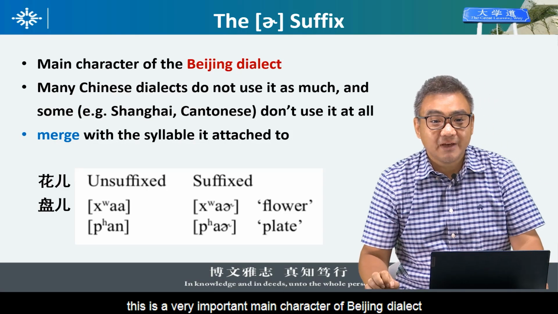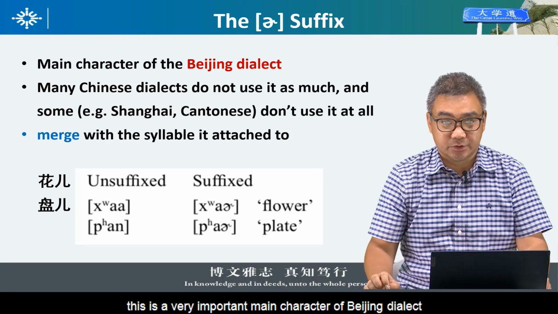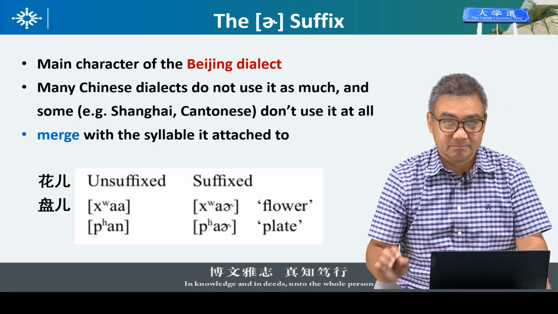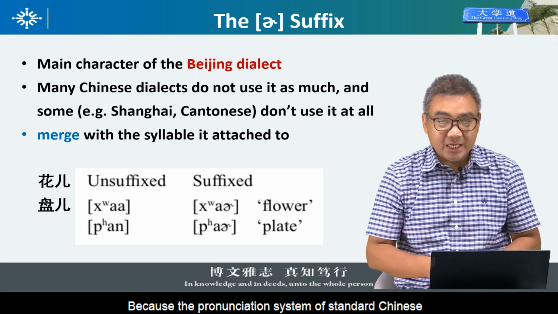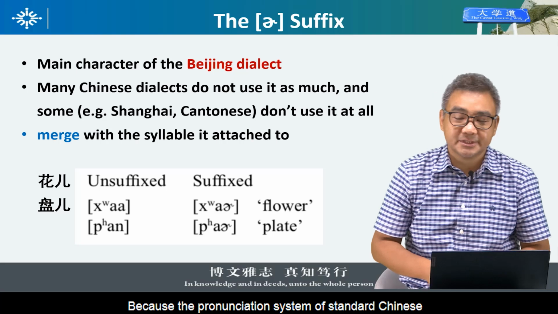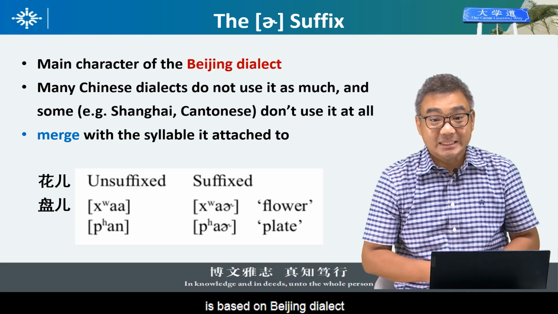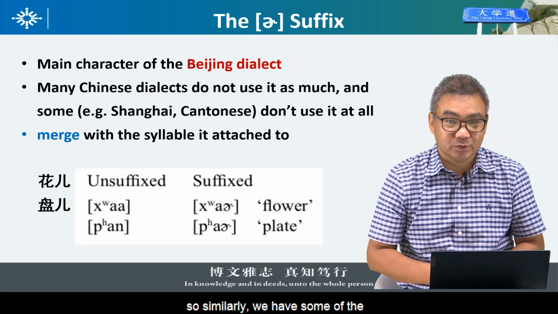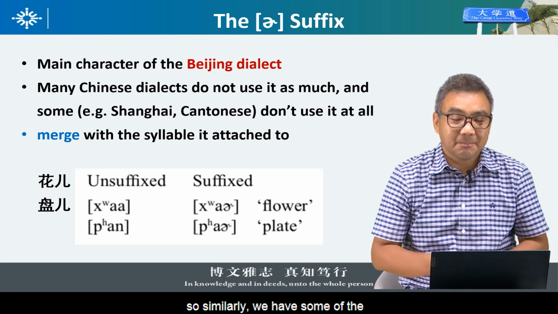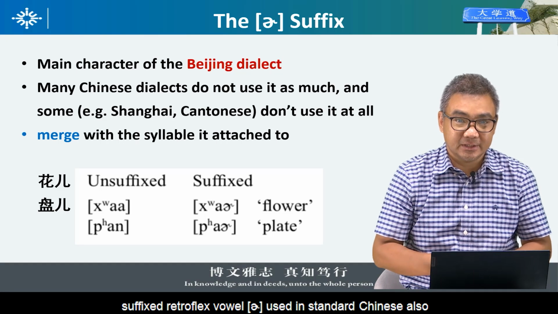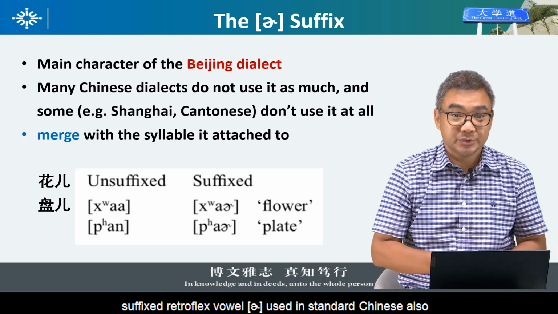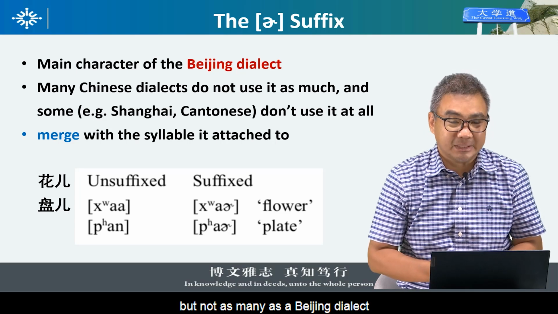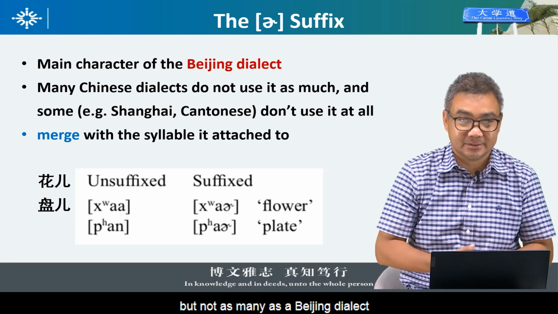As I mentioned, this is a very important main character, a major feature of Beijing dialect, because the pronunciation system of standard Chinese is based on Beijing dialect. So similarly, we have some of the suffix retroflex vowel used in standard Chinese also, but not as many as in Beijing dialect.